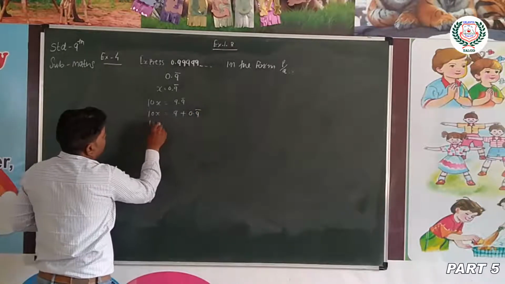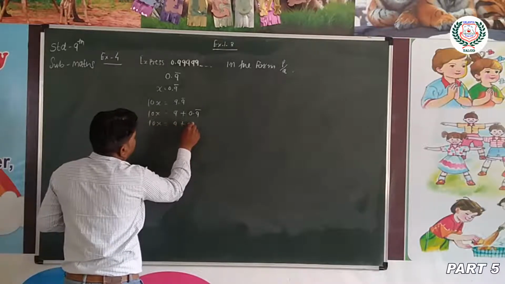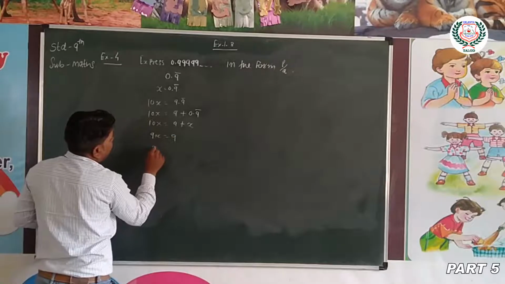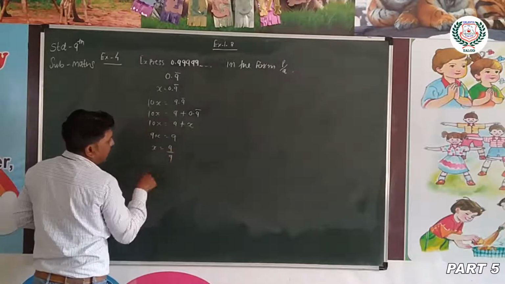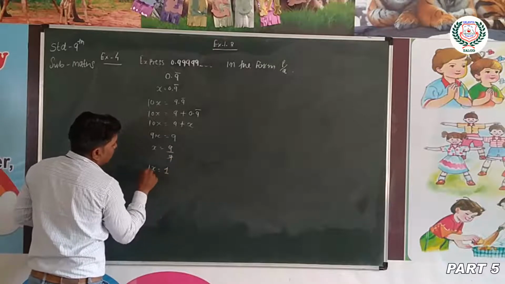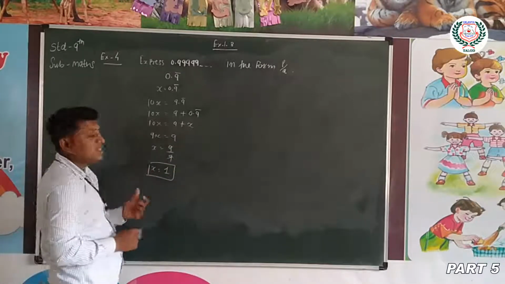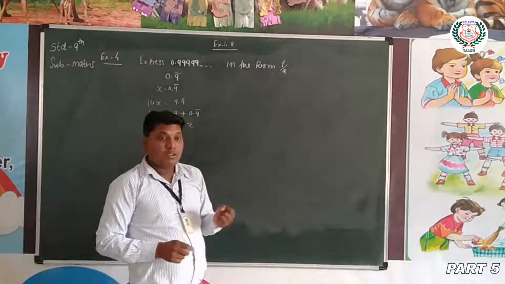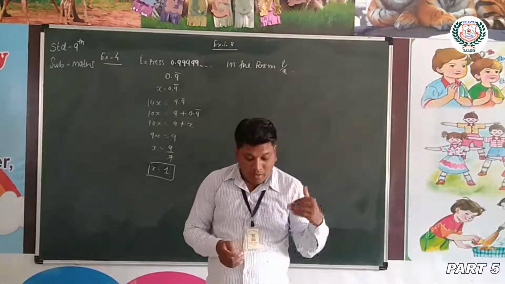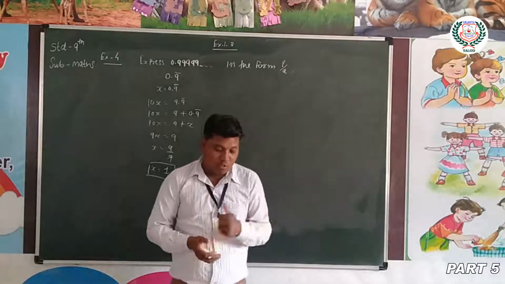Now 10x is equal to 9 plus 0.9 bar. Put the value of x. So 9 plus x. So 9x is equal to 9, and x is equal to 9 divided by 9. So our answer is x, and that is 1. 0.999999 more times, and we get the answer here, x is equal to 1.